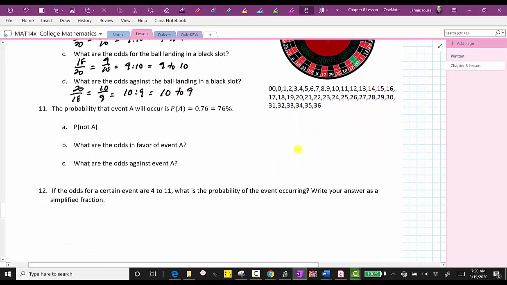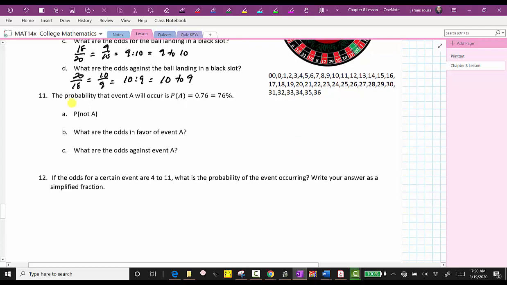And now let's take a look at number 11. The probability that event A will occur is equal to 0.76 or 76%. Part A was a probability of A complement or not A. The probability that A does not occur is equal to 100% minus 76%, or in decimal form, 1 minus 0.76, which is equal to 0.24 or 24%.